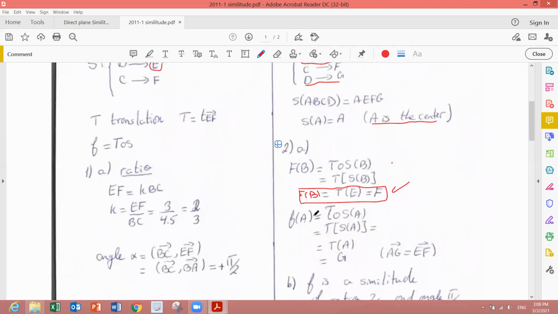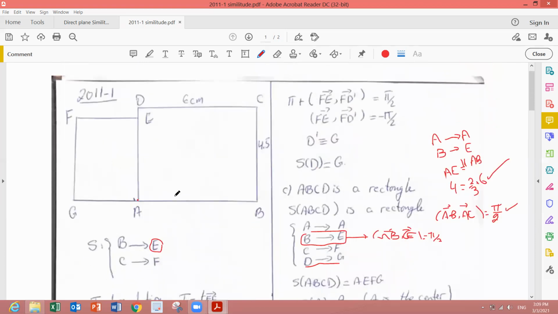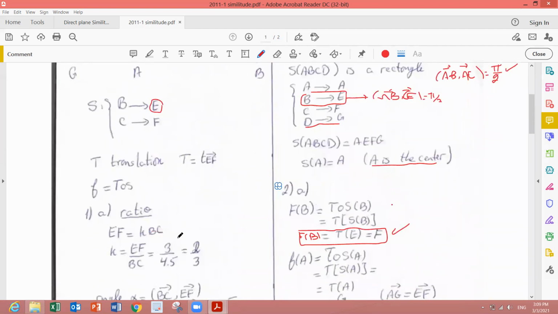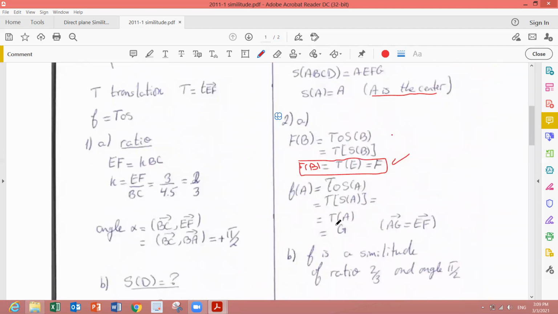Yes. Now F of A. The translation round similitude of A. S of A is A because A is invariant by S. So T round S of A equals T of A. What is the translation of A by vector EF? How to translate A by vector EF? It equals G.